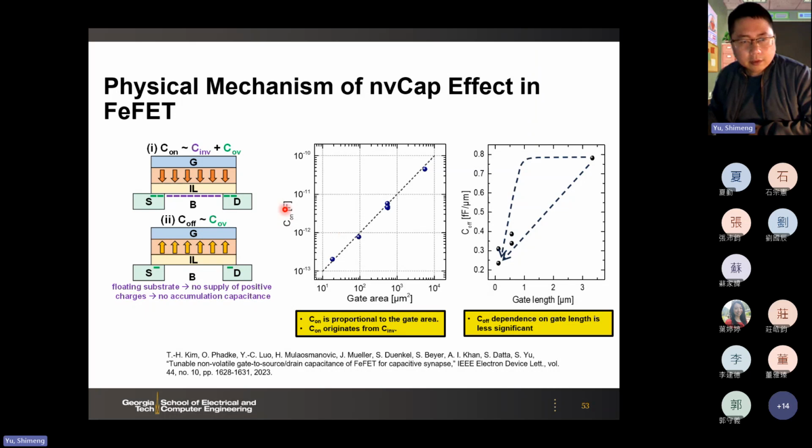So then you can imagine the on-state capacitance will be proportional to the gate area. This is indeed what we measured from the wafer. And then for the off state, it will only depend on the overlap length. So for different gate lengths, the overlap distance decreases a little bit, but does not change too much. So the C off only depends on the gate overlap.